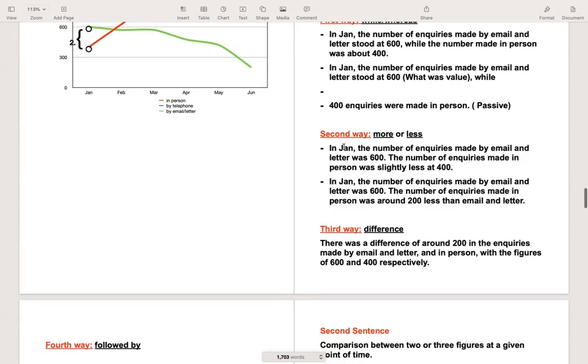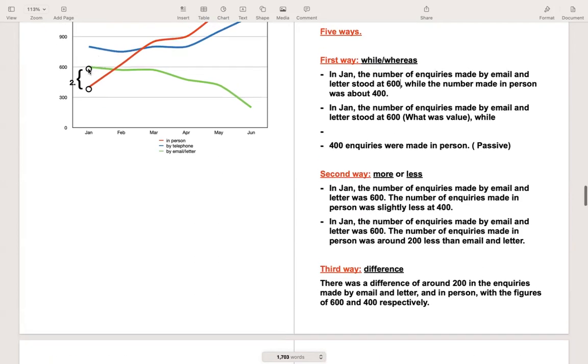Okay. So let me cover these types. Second way, more and less. You can use the word more or less. For example, here in January, the number of inquiries made by email and letter was 600. The number of inquiries made in person was slightly less, at 400. So that is the way you can make a comparison as well. Is it clear, this method?